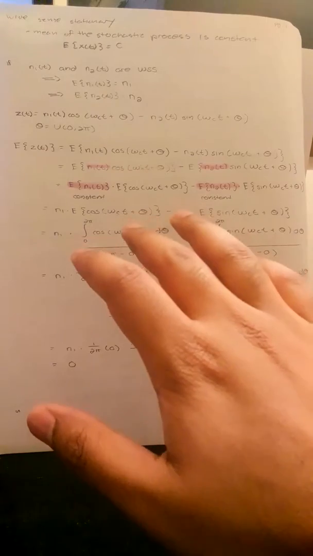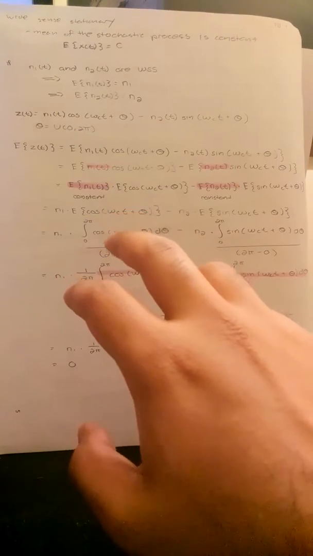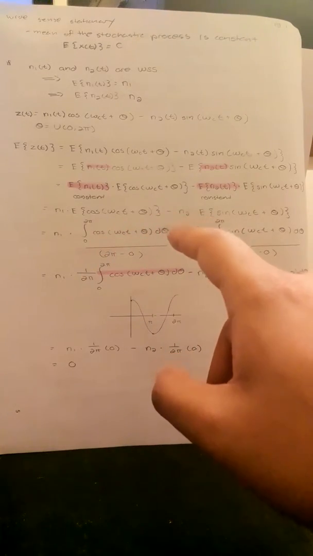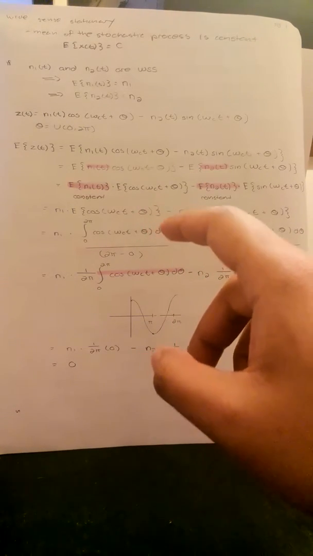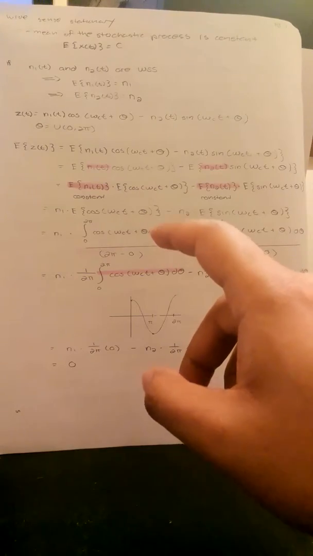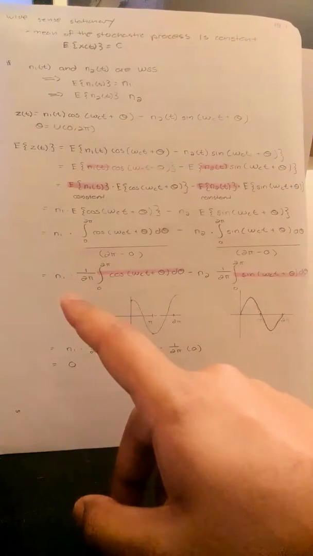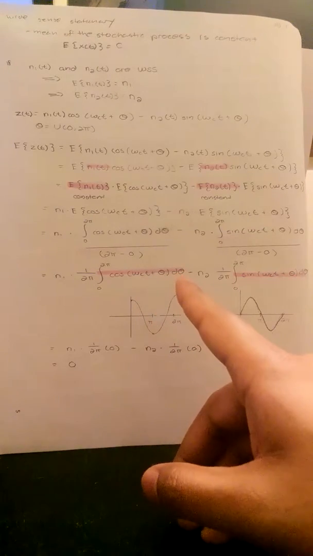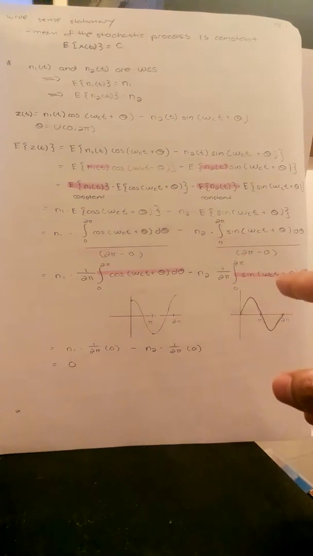Now for the expected value of the cosine and the sine function, θ ranges from 0 to 2π. That was what θ was defined as. The average value of the function requires us to divide the integral by the interval, which is from 0 to 2π, so 2π minus 0, and the same thing on the sine side. We'll have n1 times 1 over 2π times the integral from 0 to 2π of cosine(ωc t plus θ) dθ, minus n2 times 1 over 2π times the integral from 0 to 2π of sine(ωc t plus θ) dθ.